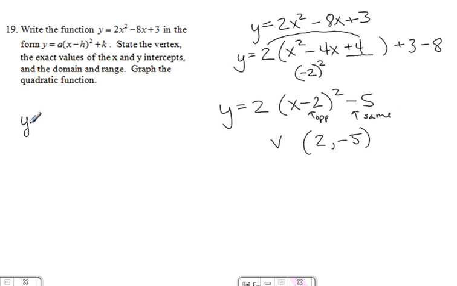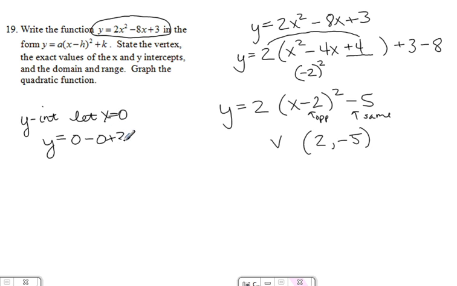Next, we want to find the x and y intercept. I'm going to find the y-intercept first. To find the y-intercept, we would let x equal 0. So to let x equal 0, we would have y equals, and I'm actually going to go back to this form because you would have 0 minus 0 plus 3. So that y-intercept would be the point 0, 3.